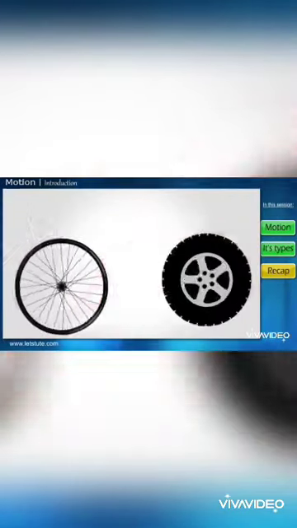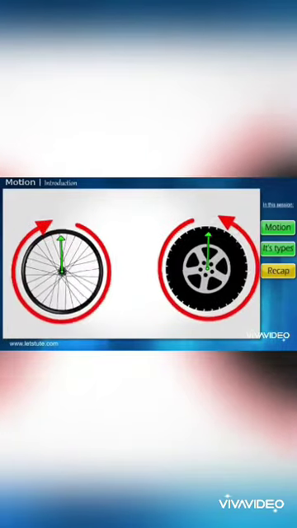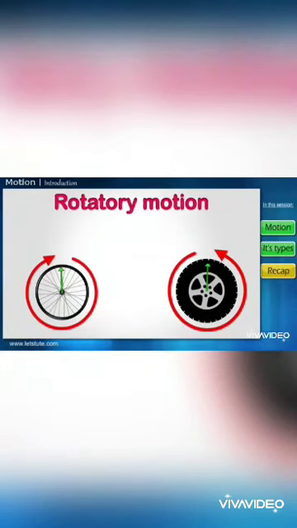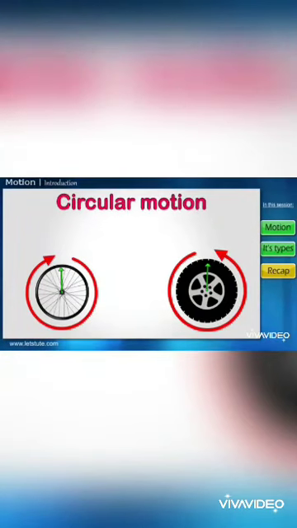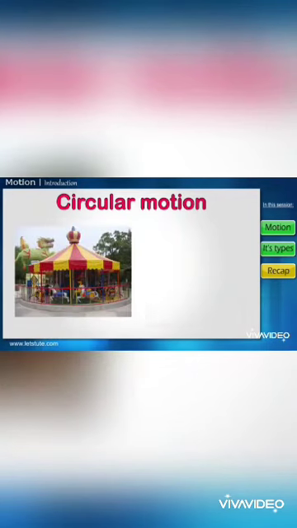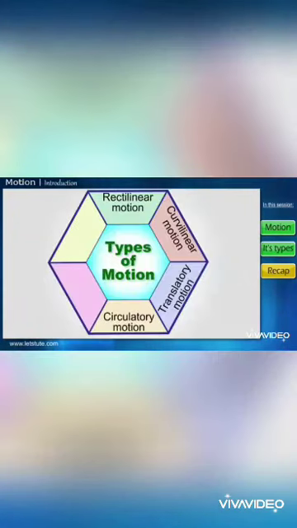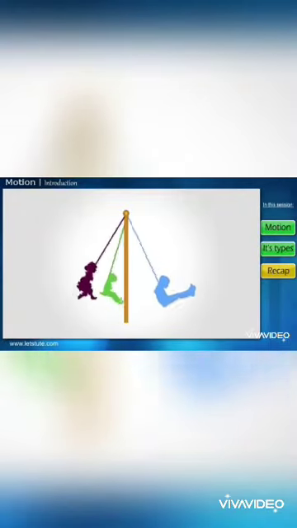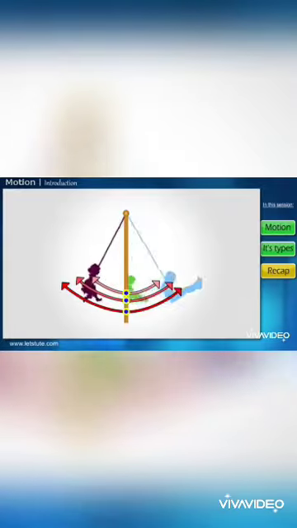Now, while looking at the car or the cycle, we can see that the tires are moving and their motion is called rotatory motion or circular motion. Other examples of circular motion are also merry-go-round and spinning top, and you can see that they are moving around an axis.